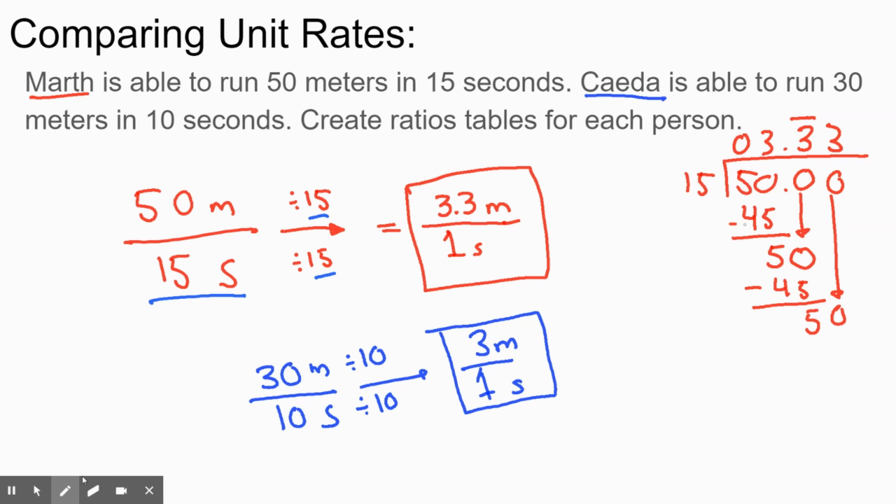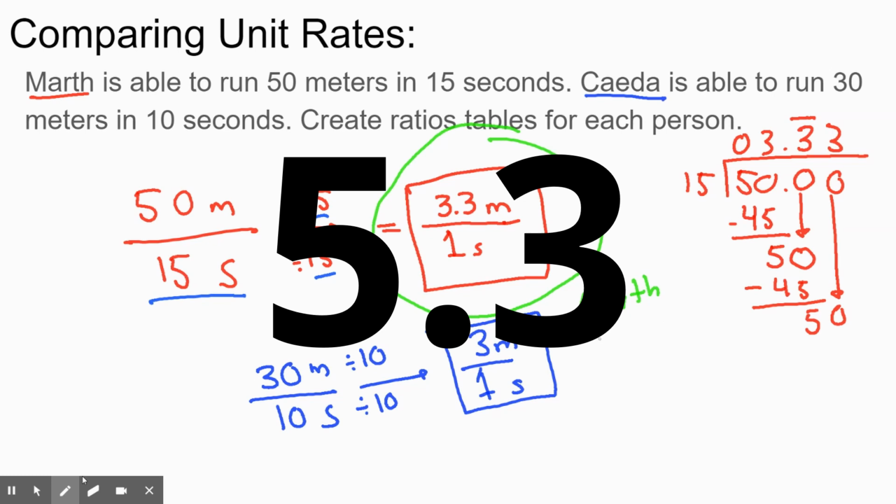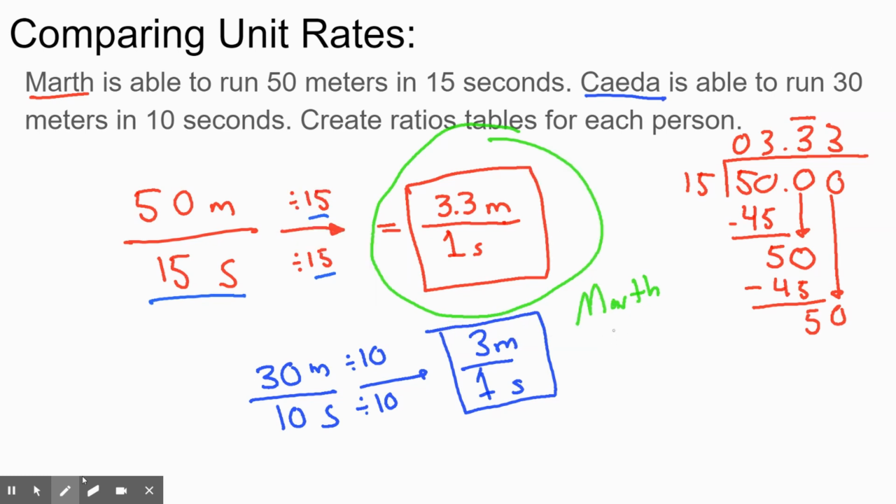The last thing is just to look at these. Marth's unit rate here is saying that he can run 3.3 meters in 1 second. Sita's is saying that she can run 3 meters in 1 second. That means that Marth has to be able to run faster because he's going further in 1 second. If you remember the 5.5 video, you'll already know that Marth is faster because we already did this problem. However, it is worth seeing that this works in this case as well.